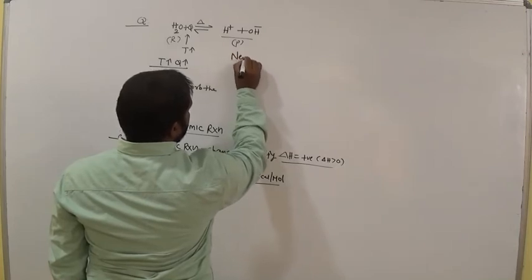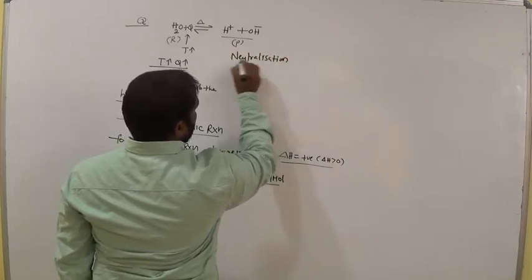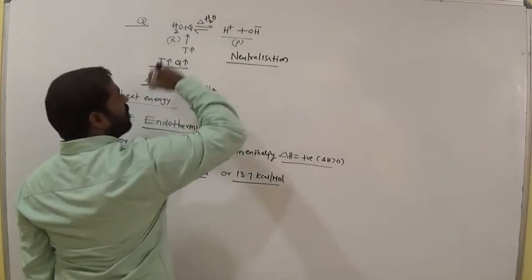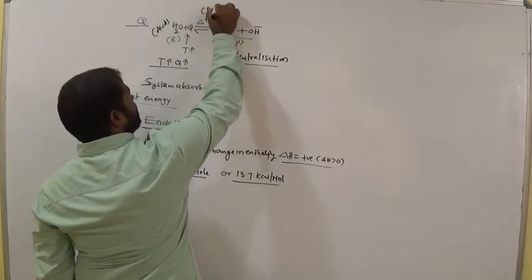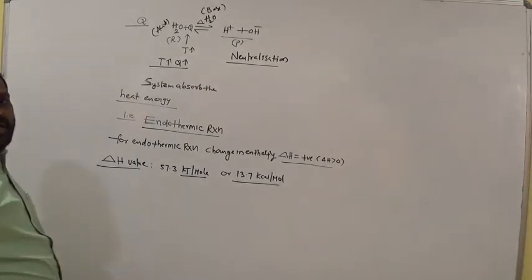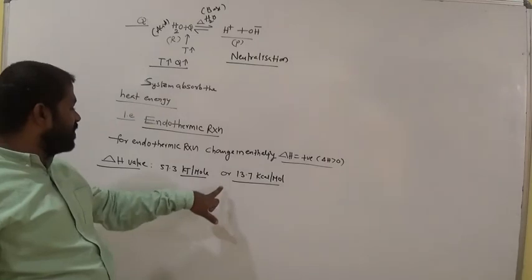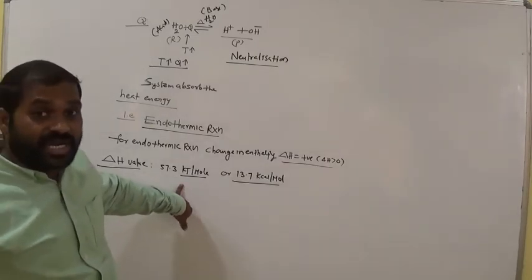What is the name of the reaction? Neutralization. Suppose in water, water acts as an acid, and also water acts as a base, so acid and base undergo a reaction. What does that mean? It undergoes neutralization. Now in this neutralization reaction, how much? 57.3. We call it heat of neutralization also.